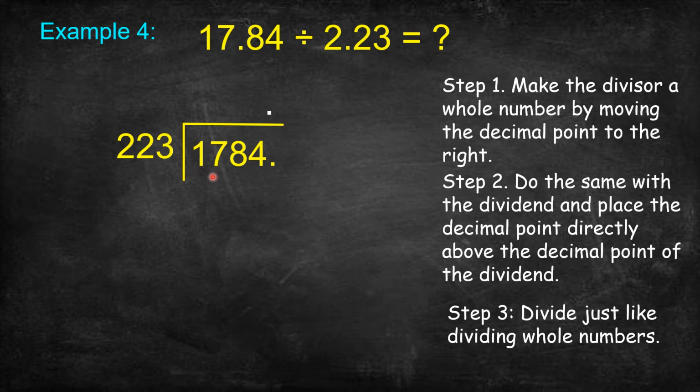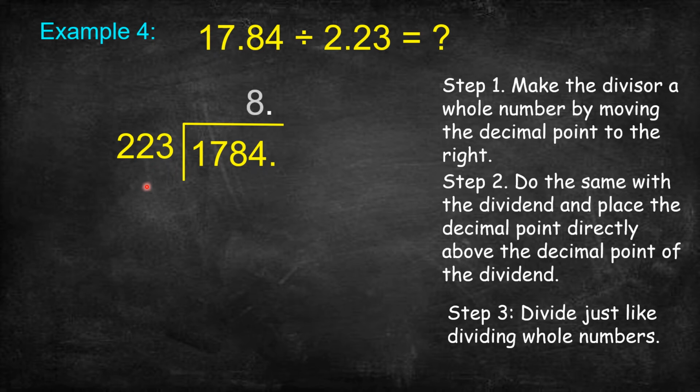Isama niyo si 7. 17, pwede na ba i-divide by 223? Hindi pa rin, maliit. Sama niyo naman si 8. So, magiging 178 divided by 223. Pwede na ba? Hindi pa rin po kasi mas maliit pa rin yung dividend. So, you have to add again another digit. And that is 4. So, magiging 1,784 divided by 223.